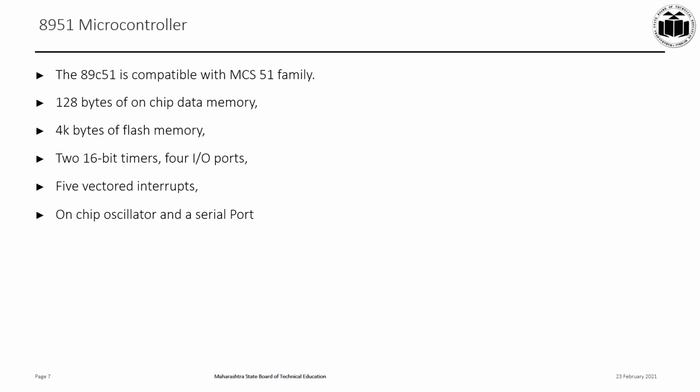89C51 or 89S51 has got a very minor difference between the two. In case of the S series, the main difference is that one can program the S version through in-system programming or by using very simple programmers, whereas the C version still needs full parallel programming. So the different versions are 89S51 or 89C51.